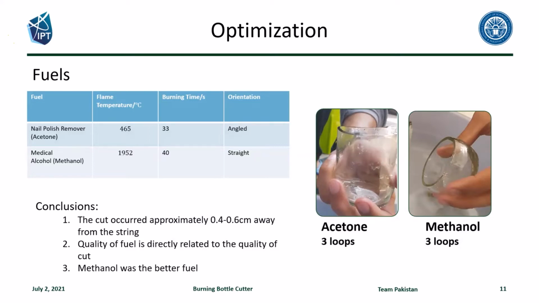So conclusion: the cut occurred approximately 0.4 to 0.6 centimeter away from the string. Quality of fuel is directly related to the quality of cut, and methanol was the better fuel.